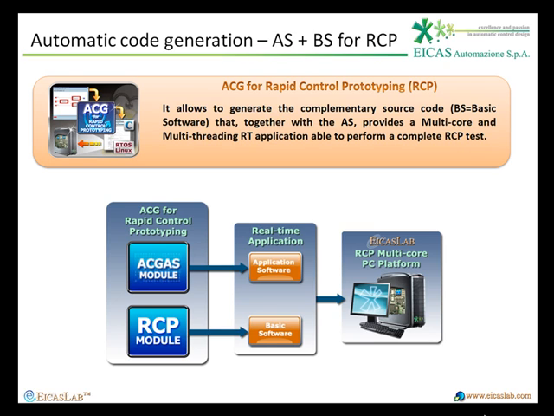The HG for Rapid Control Prototyping Advanced feature allows to generate the complementary source code that is the basic software, based on a real-time scheduler and multi-threading programming techniques, which is target-dependent and able to manage the hardware interface to the real plant. The basic software, together with the application software, provides a multi-core and multi-threading real-time application able to perform a complete RCP test.